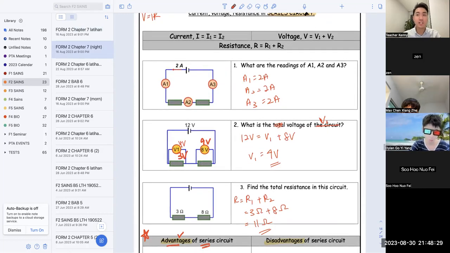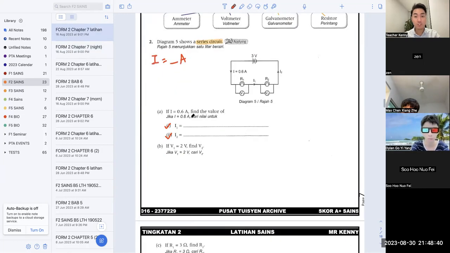Okay, look at this formula. I give you 3 big formulas here. Please check. So, looking at this page, your answer should be 0.6 and 0.6. Do you agree? Yes, no? You know why? Because current in a series circuit will always be the same no matter where I measure. I put ammeter here, I put ammeter here, I'll still get the same reading. Understand? Now, let's go to the next one.